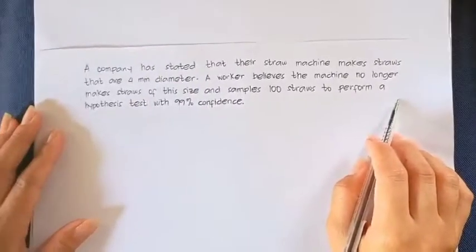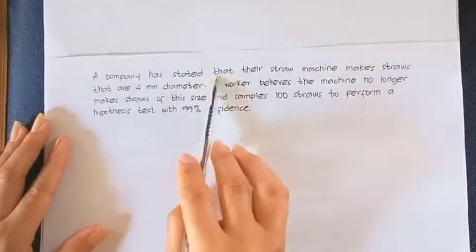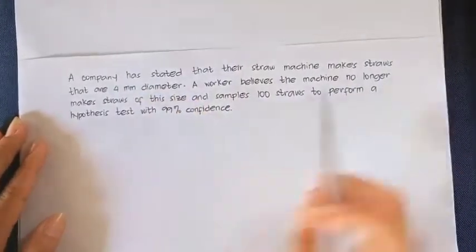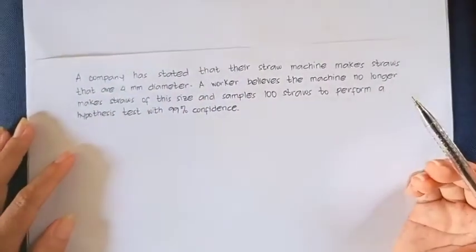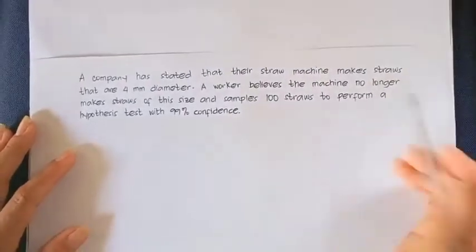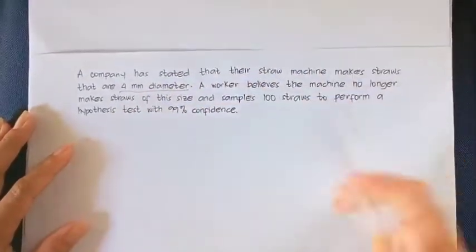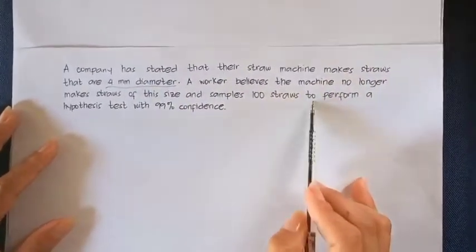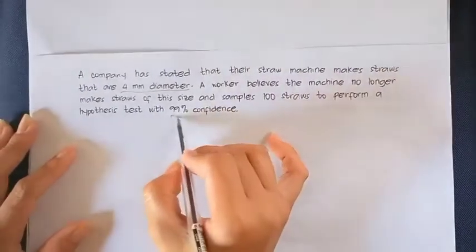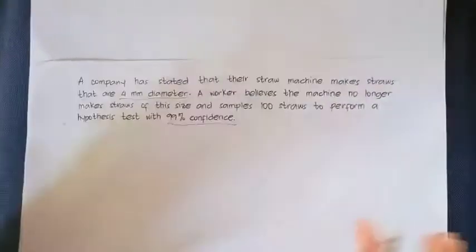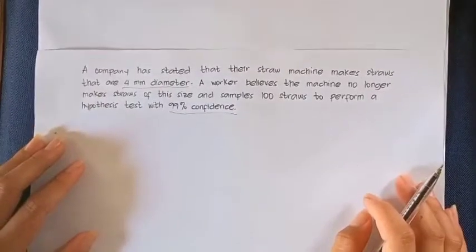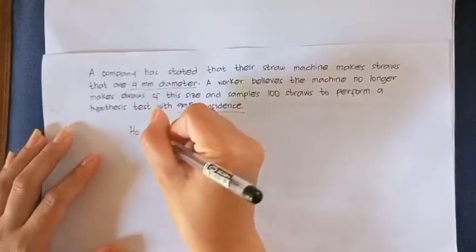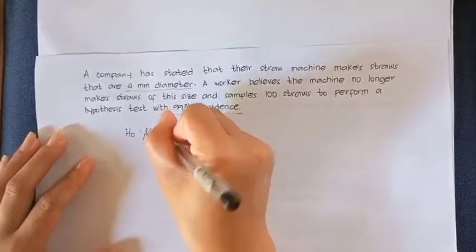Let's move to another example. A company has stated that their straw machine makes straws that are 4 mm in diameter. Take note that the average diameter of the straws is 4 mm. The worker believes the machine no longer makes straws of this size and samples 100 straws to perform a hypothesis test with 99% confidence. Now we're going to write the null and alternative hypothesis. In this case, the null hypothesis should be like this.